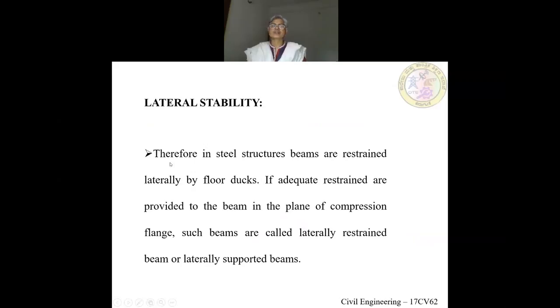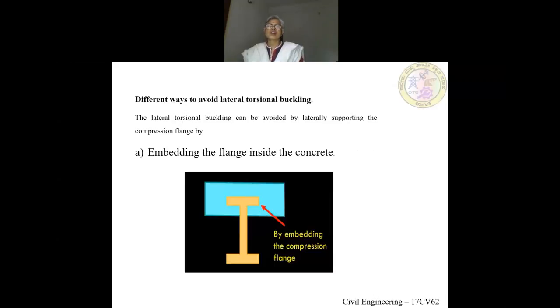So, therefore, in steel structures, beams are restrained laterally by floor decks. If adequate restraints are provided to the beam in the plane of the compression flange, such beams are called laterally restrained beams or laterally supported beams. This is a repetition for you. And how to avoid this lateral torsional buckling?